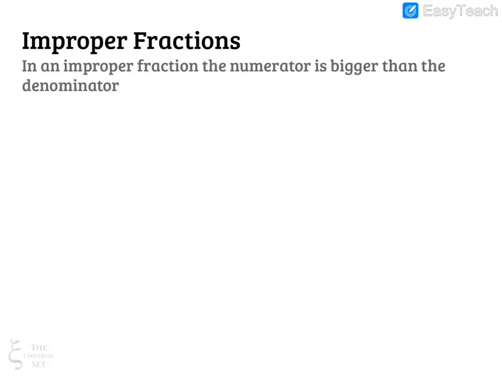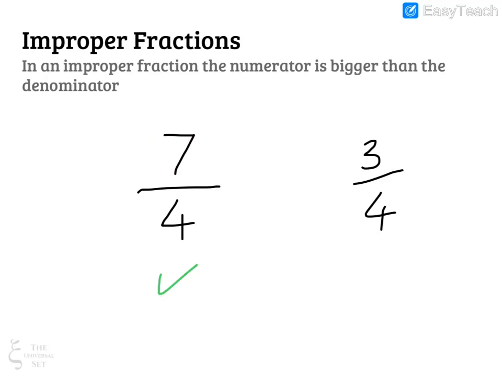An improper fraction is any fraction where the numerator is bigger than the denominator. If you remember, the numerator is the number on top of the fraction, and the denominator is the number on the bottom of the fraction. Normally, the numerator would be smaller than the denominator, like in the fraction 3/4. But in an improper fraction, the number on the top, the numerator, is bigger.